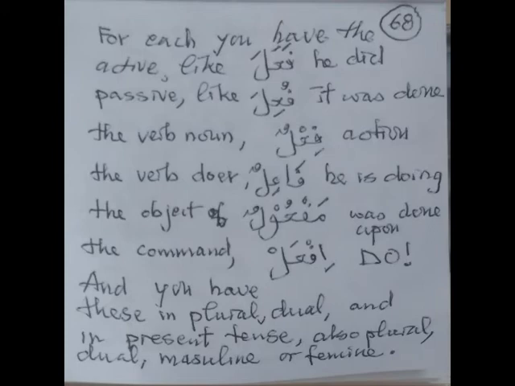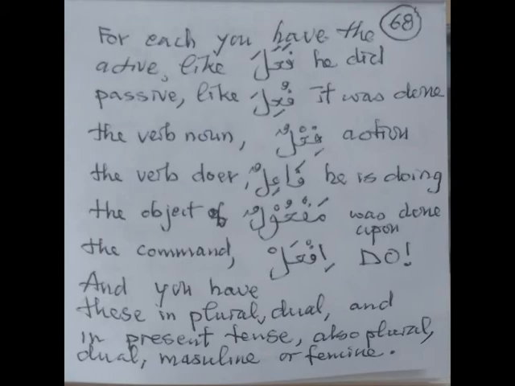Then you have the verb noun, which is fi'lun, that's the action. In the case of kataba, it's kitab, is the verb noun. And you have the doer, the verb doer, like the fa'il. He is doing. And like katib, he is writing. The object of the verb you have, like the maf'ul, and we will always refer to the object of the verb as the maf'ul, and we will always refer to the doer of the verb as the fa'il.